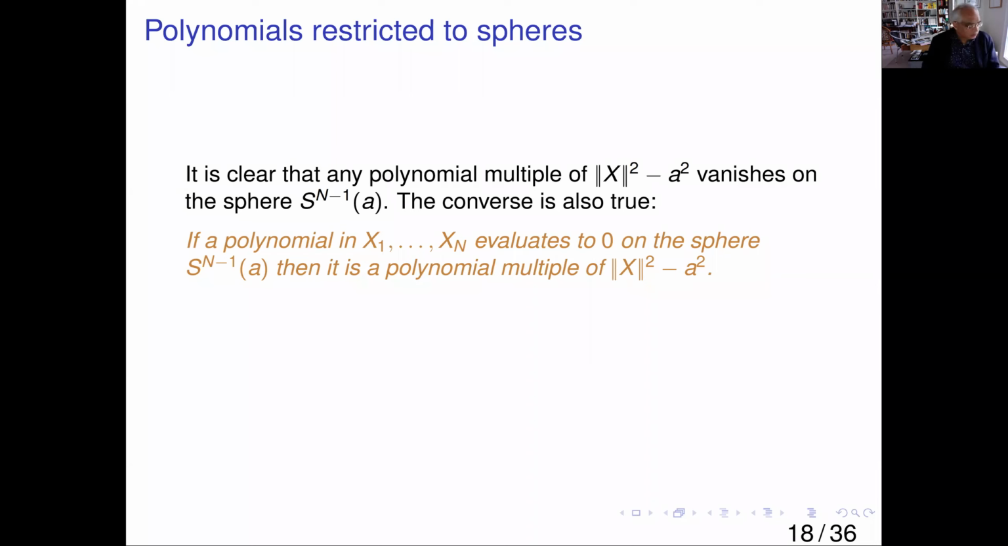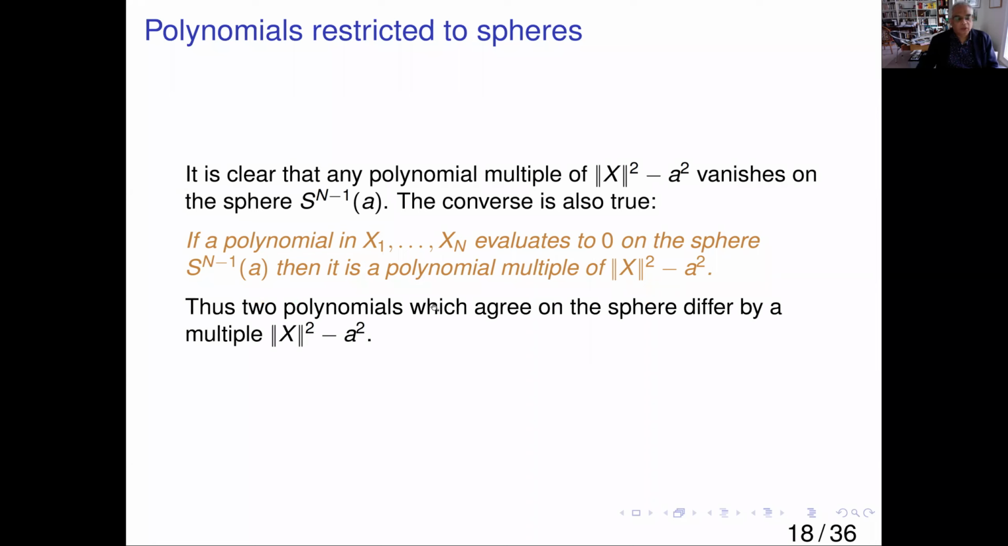So these are kind of useful little observations. If you have two polynomials that agree on the sphere of radius A, then they differ by a multiple of x squared minus a squared. That's the part that we are interested in. Two polynomials that agree on the sphere of radius A will differ by a multiple of x squared minus a squared.